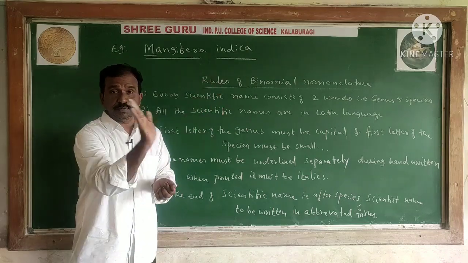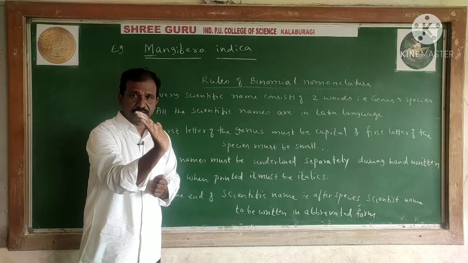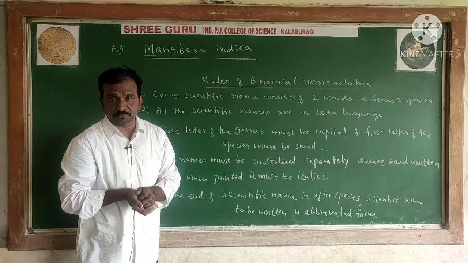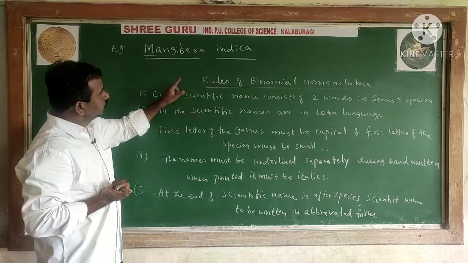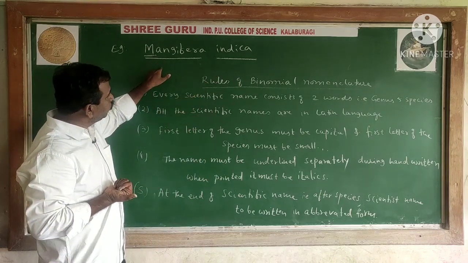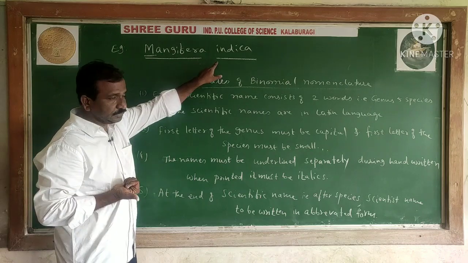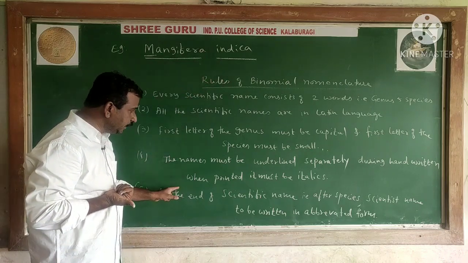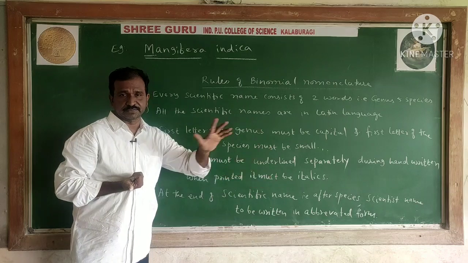Baribekadru kuda namu hing bariba italics nalli. Cross slanting position baga already slanting position irthu. So that is why adakke ondu kottidane. During handwritten, you must be underlined separately. During printed, it must be in italics.